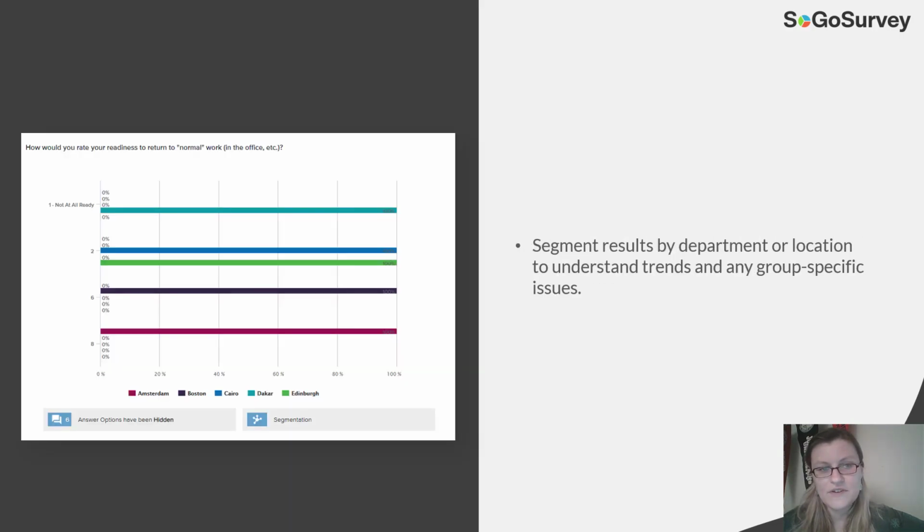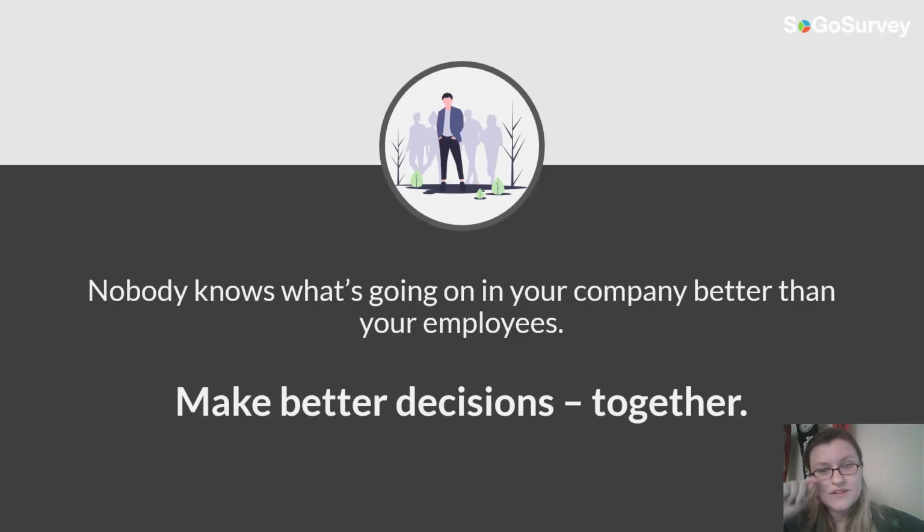And finally, a big note here I've already mentioned: segment your results. When you have those segmenting demographic type questions earlier in the project, you'll be able to use them for the metric questions, for any of the other drill down questions, even for open-ended questions as well. So you can get the idea of trends or specific issues in certain locations or with certain groups. Again, nobody knows what's going on in your company better than your employees, so find out. Make the decision that's right for all of you.